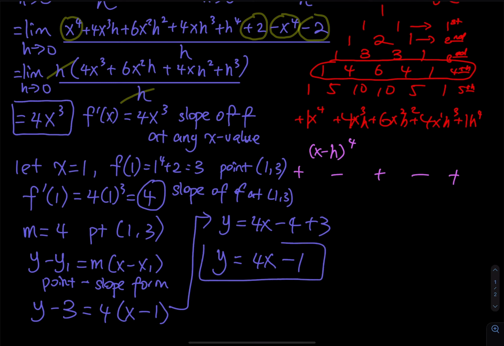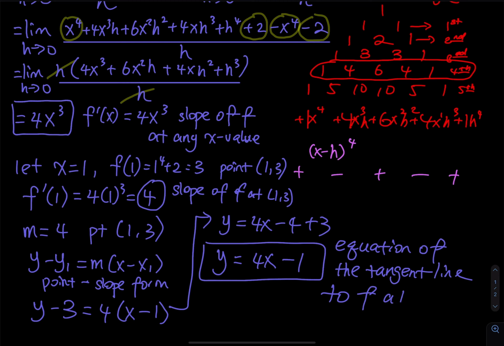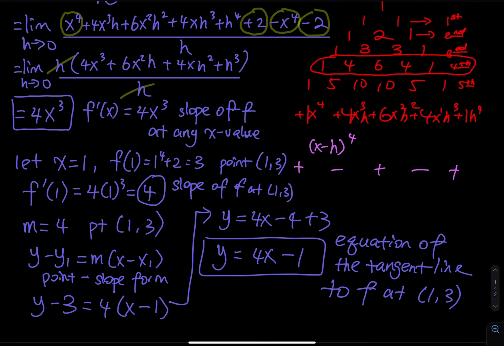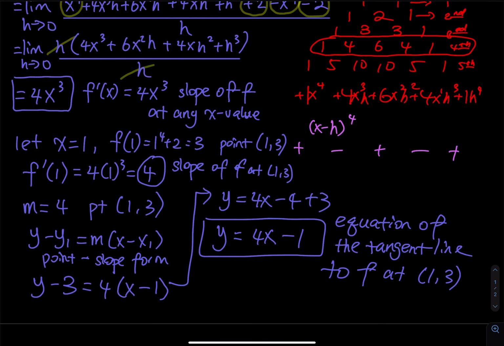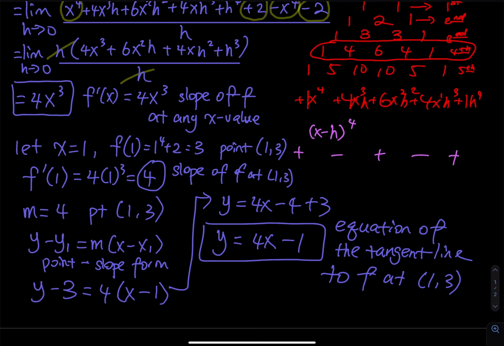What is this? This is the equation of the tangent line to the given function at that specific point, (1, 3). So we have a curve. The curve just looks like a parabola. So the given function, x to the 4 plus 2, just looks like a parabola that opens up like this. And then when x equals 1, y equals 3, we have a point right over here.